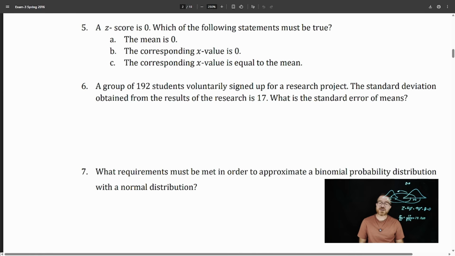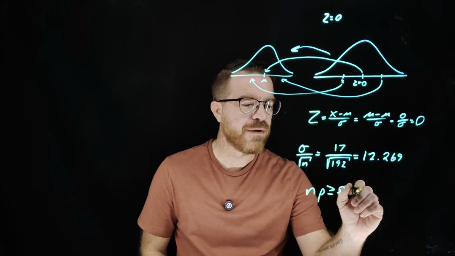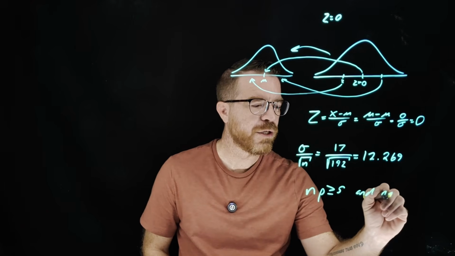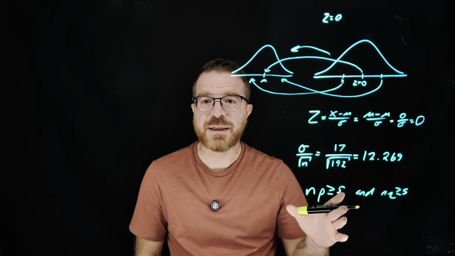Problem 7 asks, what are the requirements that must be met in order to approximate a binomial probability distribution with a normal distribution? So in order to approximate a binomial probability distribution with a normal probability distribution, you have to have sufficient size to assume that it follows a normal distribution. So what we use in this class, you will see other places where it's a little bit different. We use np is greater than or equal to 5 and nq is greater than or equal to 5. Now, in some other resources, you may actually find that they use the value 10.